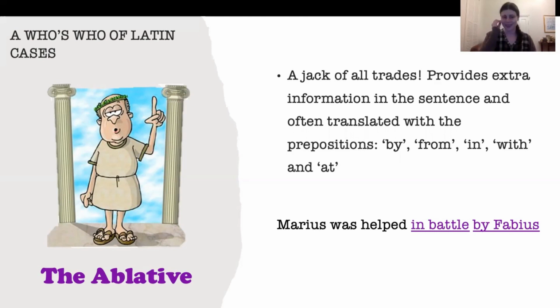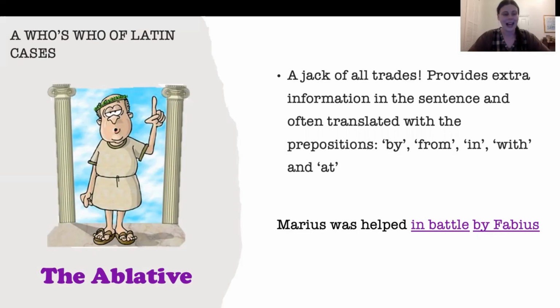So if we have a look at the sentence, Marius was helped in battle by Fabius, the words battle and Fabius in Latin would be going into the ablative case, right? Because they're providing extra information, and they might be in a prepositional phrase in Latin, or they might just be in the ablative case.